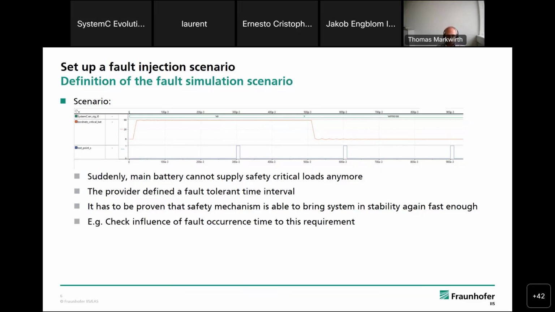and this should happen fast enough. But here it should also be checked what the influence of the occurrence time of a fault is compared to the requirement we defined. So that means, what is the diagnostic coverage based on different time points where I inject the fault.